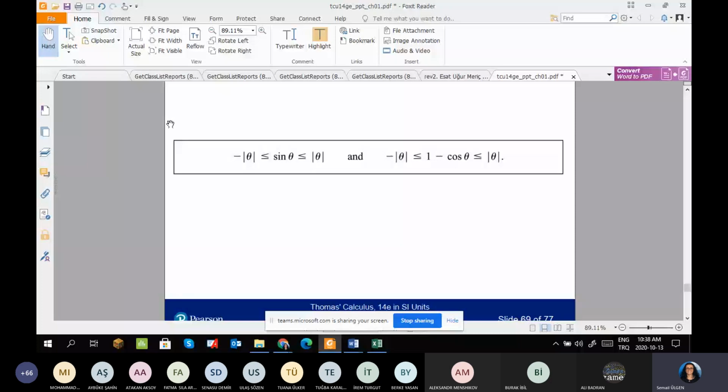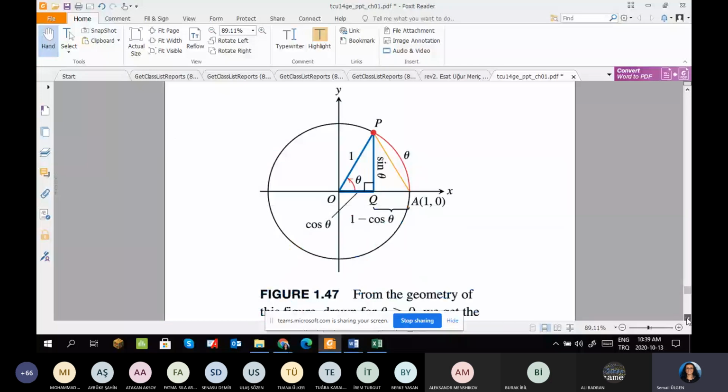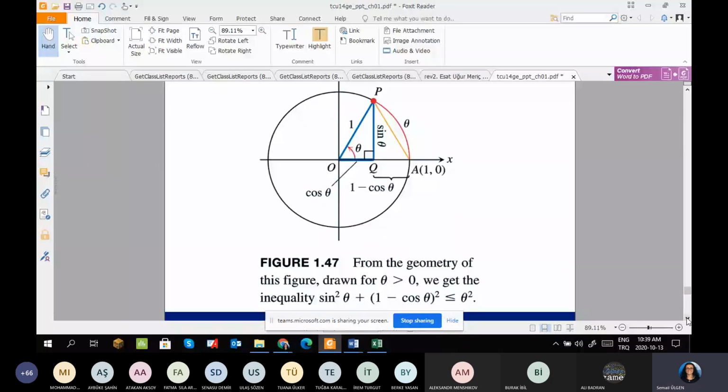Also maybe in integration we may use that, but mostly this is useful for when we do the limits. Okay, and then this is explaining why this is so. This is telling you about this inequality and why we get these inequalities. I'm not going to get into details about that, but it is all geometry we get them from.